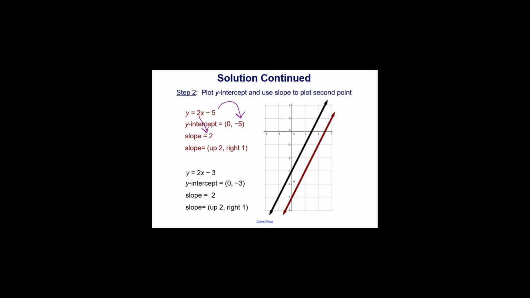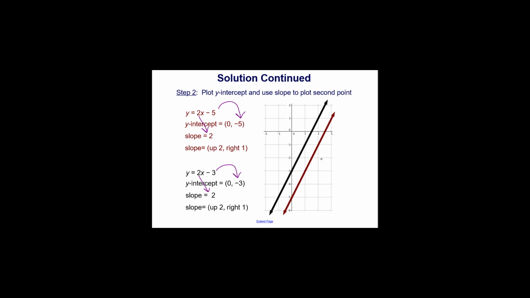And then the second line, we get a y-intercept of 0, negative 3 from the constant in the equation. And the coefficient of 2 tells us we have a slope of 2. So the second line is graphed by graphing the y-intercept of 0, negative 3, and using a slope of up 2, right 1 to get the second line.